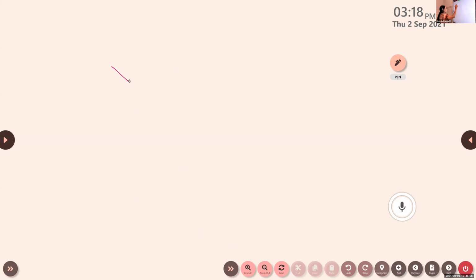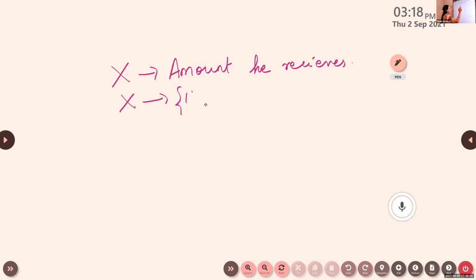So, I'm going to denote, X denotes number of heads. Okay, sorry, not here. It is not X. What is the question here? We want to find the amount he received, isn't it? So, X denotes the amount he receives. So, what are the possible amounts he will receive? He is throwing one coin only. So, for a head, he will get 10 rupees, or if it is tail, he will get 2 rupees. So, these are the values of X.